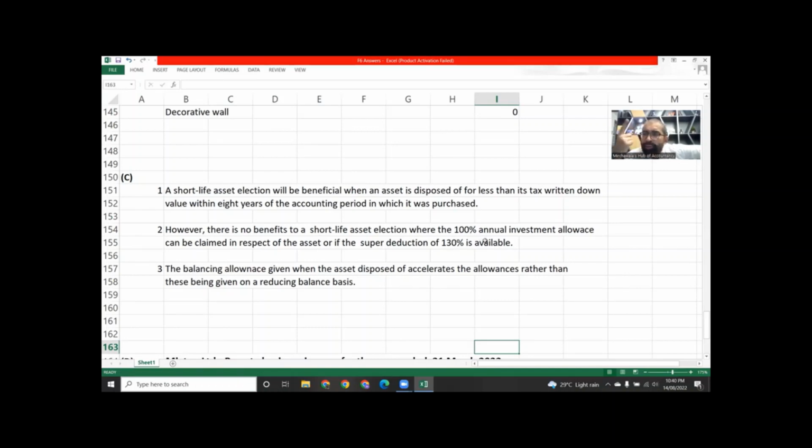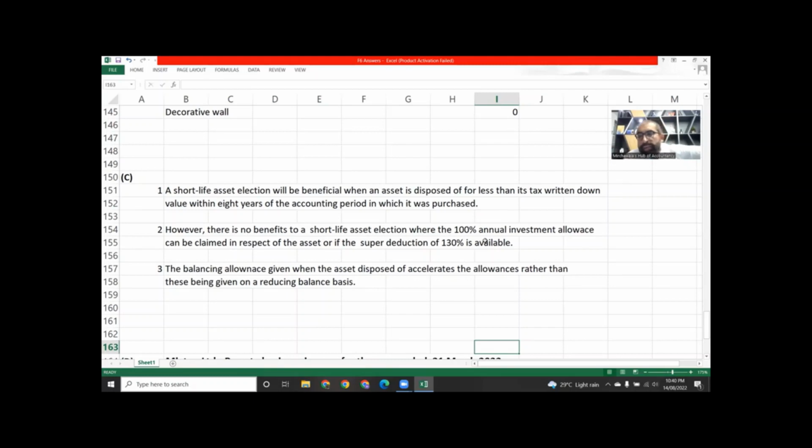I have a question, all of you, please. Why examiner has written 100% AIA? Because for individuals, AIA is still available on short life assets. But for companies, now new course for the companies, for main pool items, now they have super deduction of 130%. Super deduction of 130%, right?